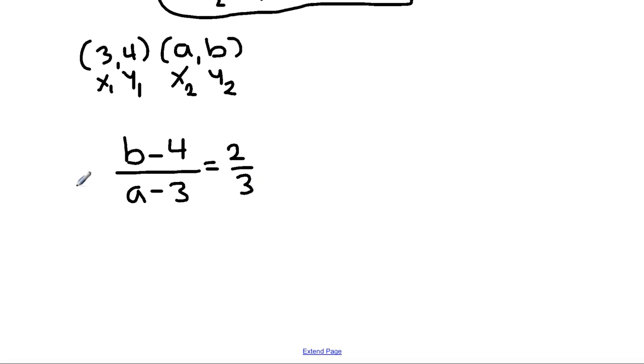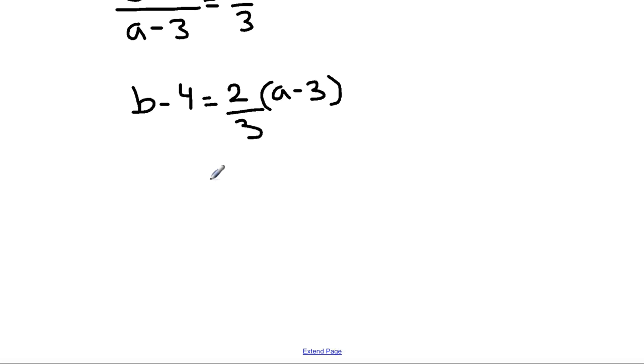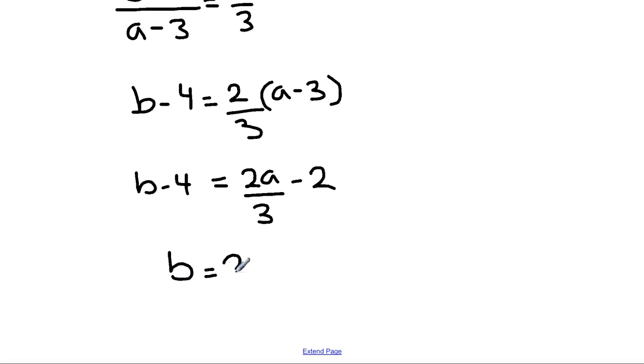Now I need to make b the subject, so I'm going to multiply both sides by a minus 3. So we have b minus 4 equals 2 over 3 times (a minus 3). I'm then going to expand the brackets. 2/3 times a is 2a over 3, and 2/3 times negative 3 is negative 2. At this stage, I need to make b the subject, so I'm going to add 4 to both sides. So b is equal to 2a over 3 plus 2. And that's our final answer.